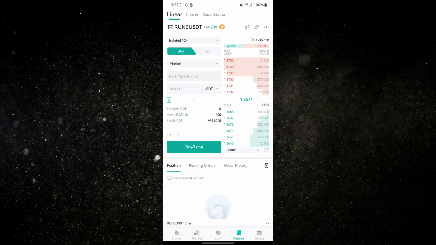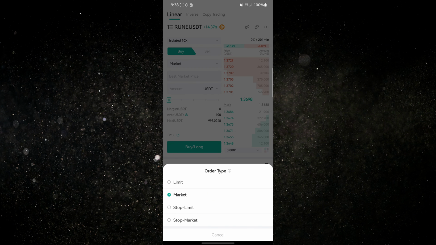So now the next thing we're going to talk about is the order book. This is the order book, this red and green section you're seeing right here. Now we have what we call order type. Coming to this section, you see order type, where you see limit, market, stop limit, and stop market.